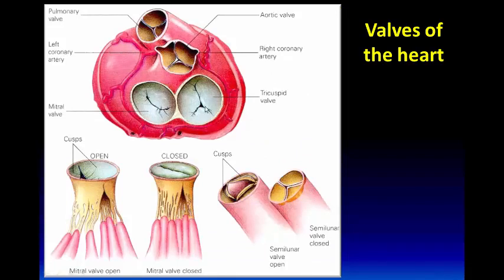Here we have another diagram for the cardiac valves. These are the atrioventricular valves, the tricuspid valve and the mitral valve, and these are the semilunar valves, the aortic valve and the pulmonary valve. This is the mitral valve when it is open, and here we have the mitral valve when it is closed. And these are the chordae tendineae, and these are the papillary muscles. This is a closed semilunar valve. Each semilunar valve is composed of three cusps, and this is an open semilunar valve.